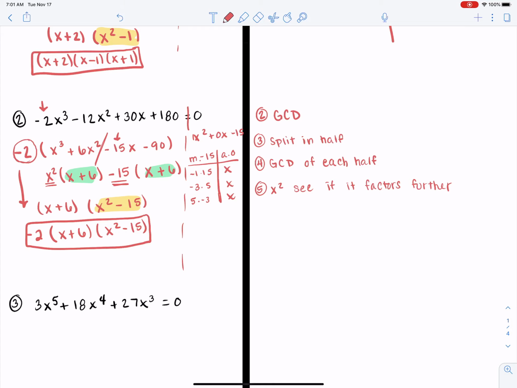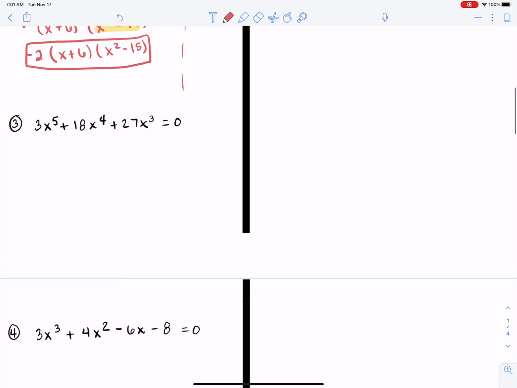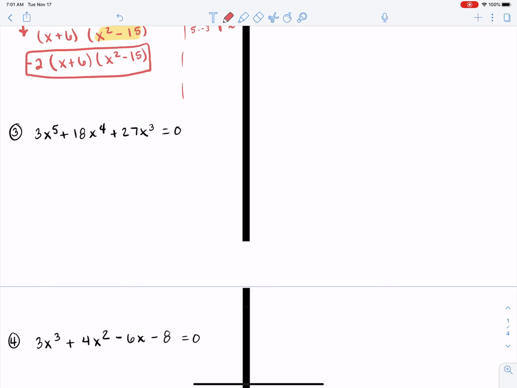And that's it. All right, example 3. 3x to the 5th plus 18x to the 4th plus 27x cubed equals 0. So everything is already on the left-hand side, so we're good there. So we're going to look for a GCD. Sometimes there is one, sometimes there's not.